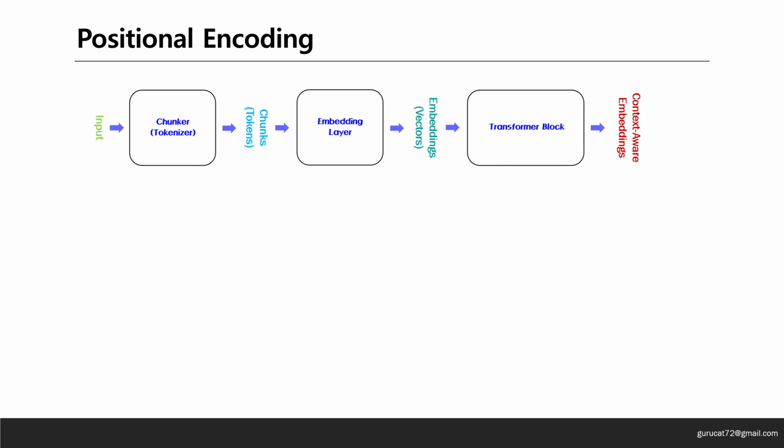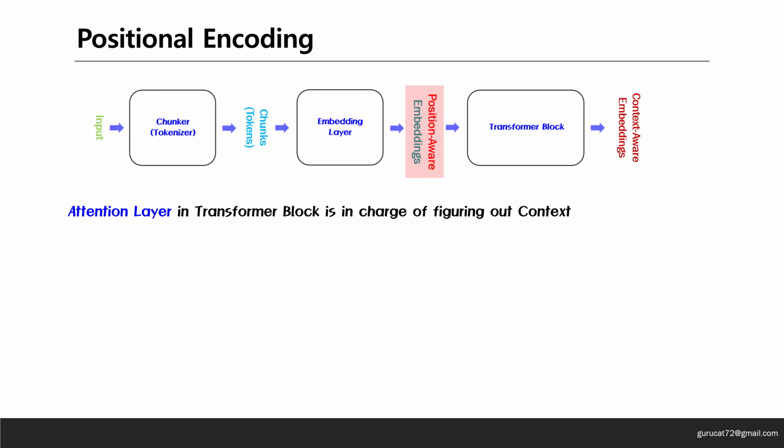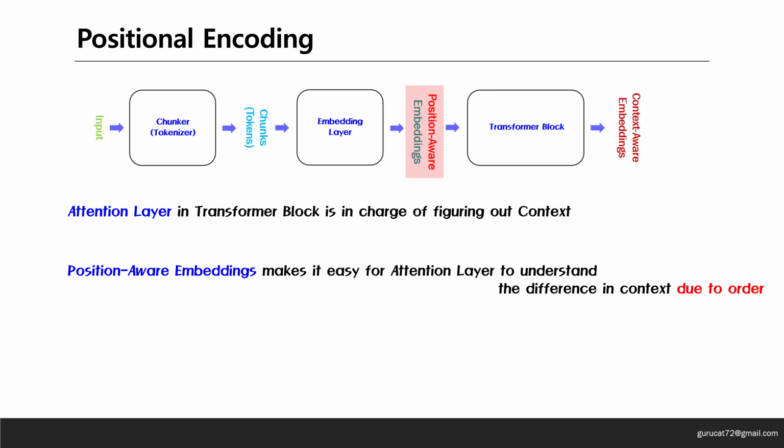Exactly. Remember, the attention layer is trying to understand, what does this sentence mean? What's the relationship between words? What's the context? And context depends on order. If the embeddings are different based on position, the attention layer can figure out, aha, this word came first, that word came second. So the meaning is this. Position-aware embeddings give the attention layer the information it needs to understand order-dependent context.